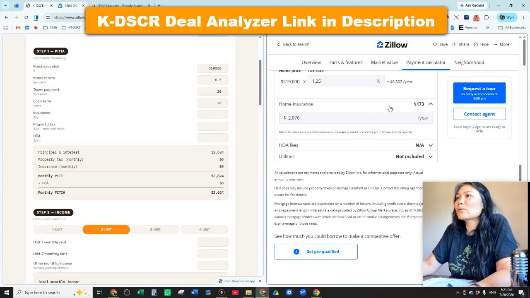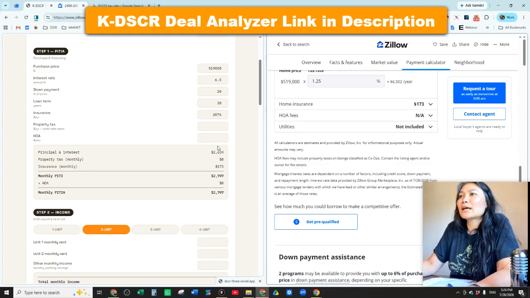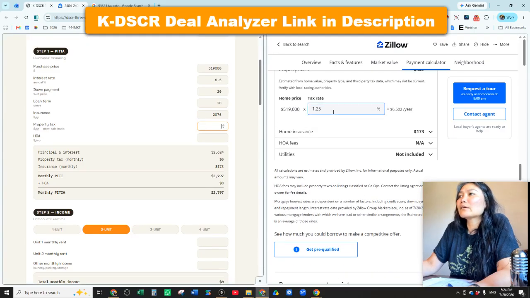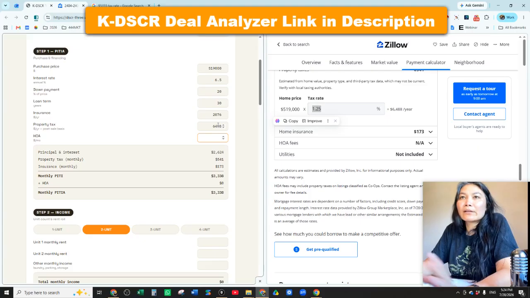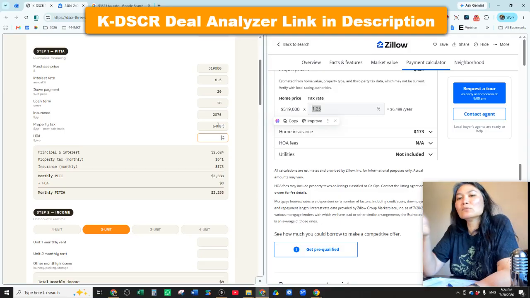So here, for taxes, it's 2076, and then the tax rate here, it's about 1 point. So let's say 6488. Just roughly, you likely have to come back here again once you want to submit the offer to verify this number. And no HOA.